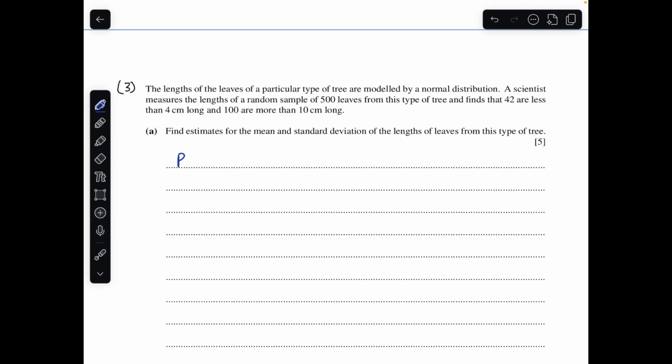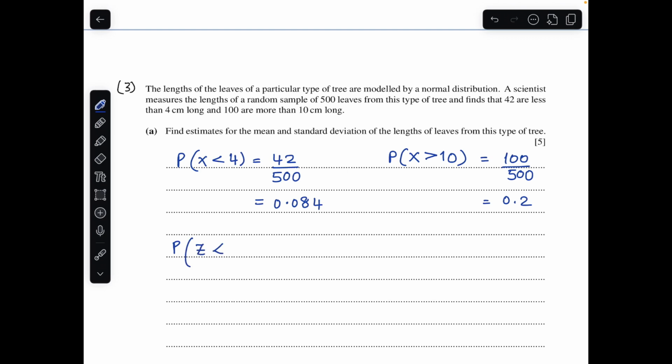So we know that the probability of x less than 4 is 42 out of 500, and the probability of x greater than 10 is 100 out of 500. This calculates to 0.084 and this is 0.2. So then we can say that the probability of z-score less than 4 minus the mean over the standard deviation is equal to 0.084.